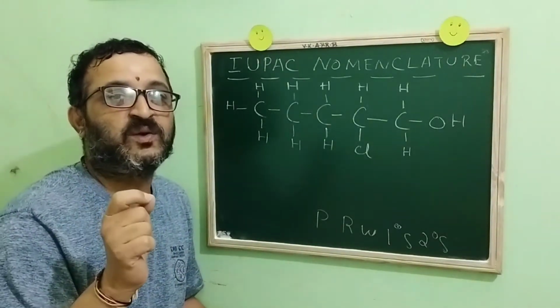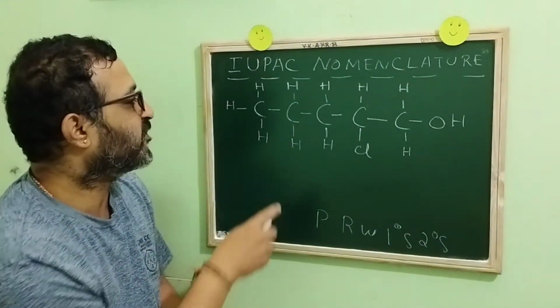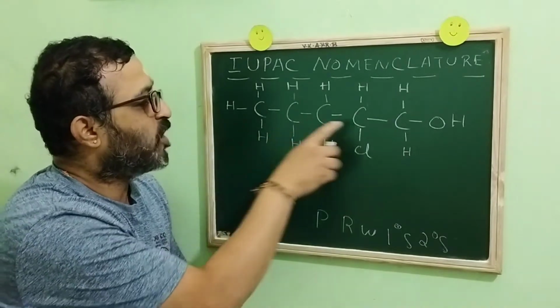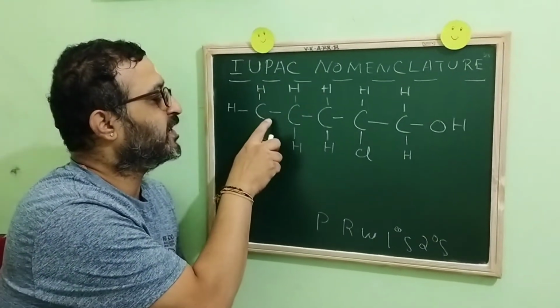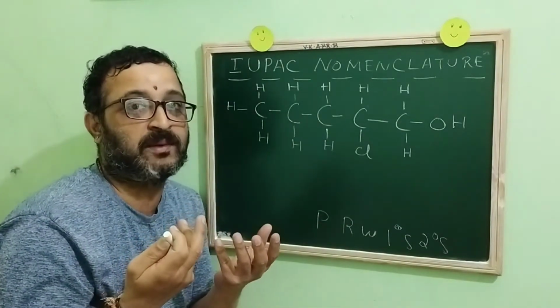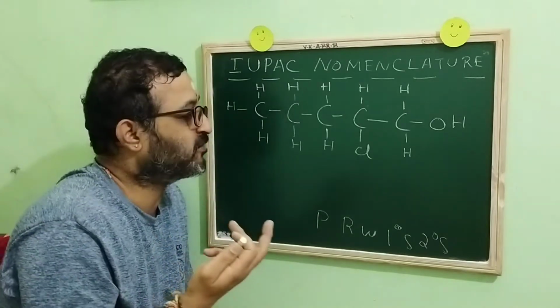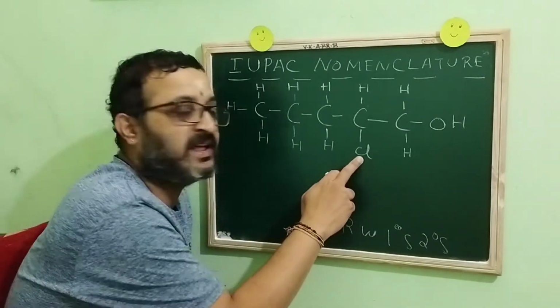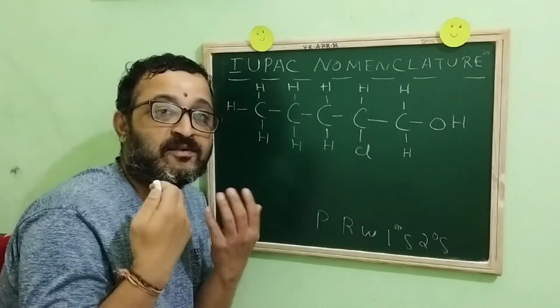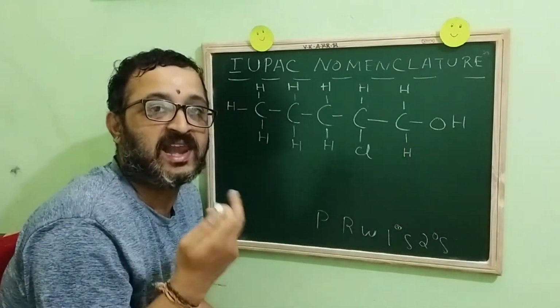Children, let us proceed with a few more organic compounds. This is a compound. Now children, how many carbon atoms does this compound have? 1, 2, 3, 4, 5. So the root word for this compound will be pent. Do we have a substituent group, that is a prefix, in this compound? Yes. Which one? Chloro. Do we have a functional group in this compound? Yes. OH, that is alcohol.